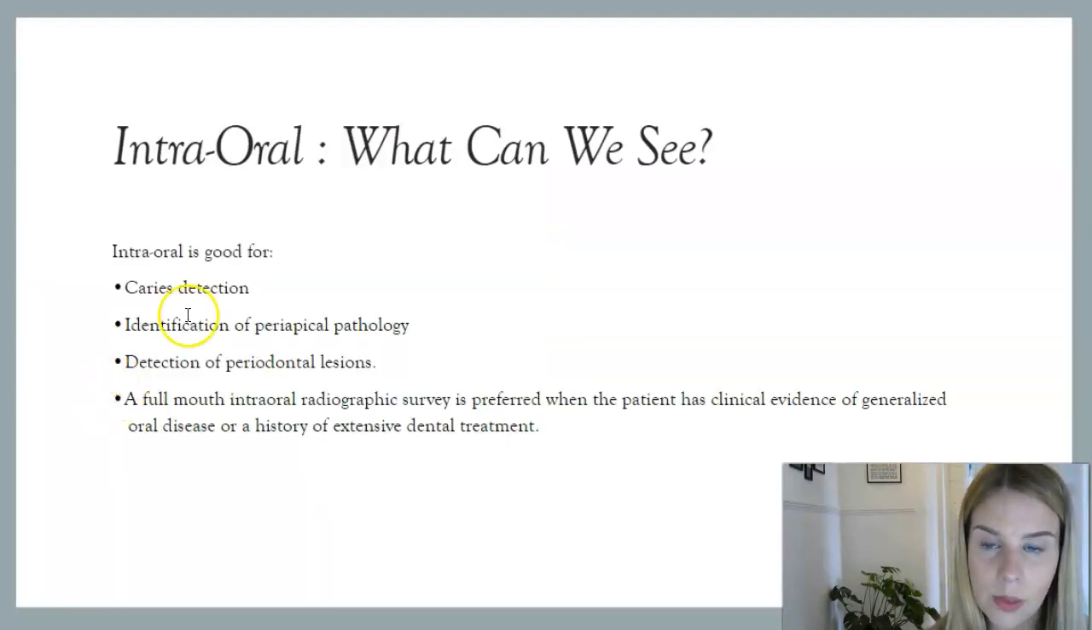So, as we said, what is intraoral radiography good for? Sort of went over this in the beginning, but it's good for any sort of caries detection. It's good for any periapical pathology. So again, could potentially be a mass or a lesion that could be malignant or benign. It's good for any periodontal lesions. And sometimes, an intraoral radiographic survey is really good if the patient has generalized oral disease, or they potentially have a lot of dental treatment and they want to just get an overview of what's going on in the mouth generally.